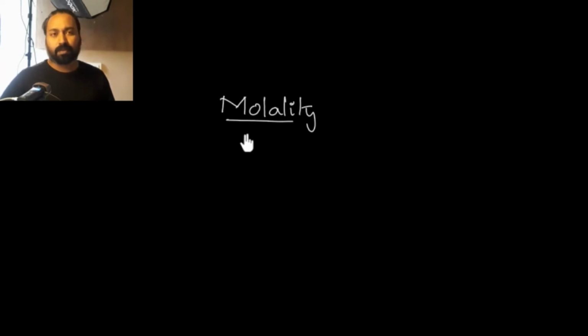We were discussing the methods of expressing the concentration of solutions, and now the new term is molality. This term is quite important because this entire topic depends on two important concentration terms: one is mole fraction, another one is molality. Molality is generally indicated by small m. You have to remember this one, the capital M is for the molarity.